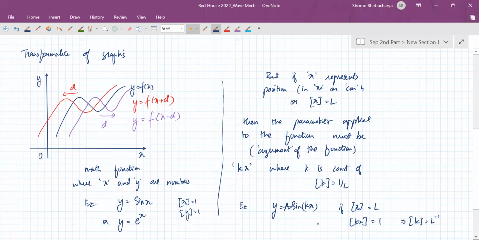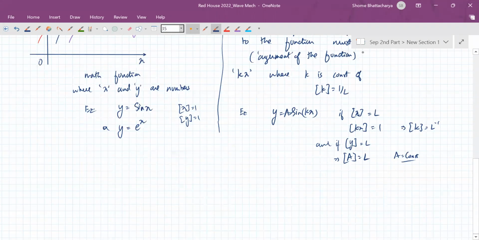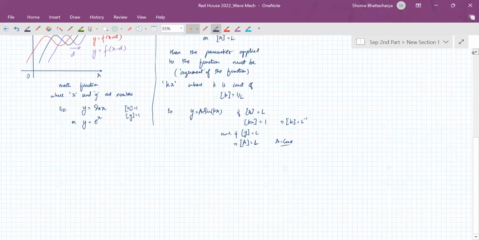Y is dimensionless, it's a pure number. And if y also has the dimension of length, then a has to be a constant which has dimension of length. So there is that distinction. So just make a run through of the concepts that we've discussed up to here, then we'll come back to the general equation of a traveling wave.